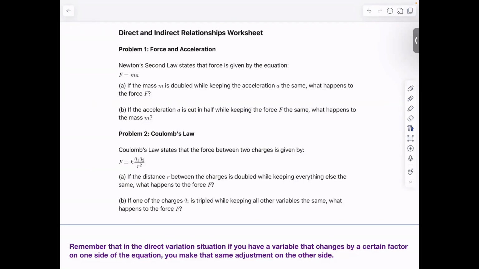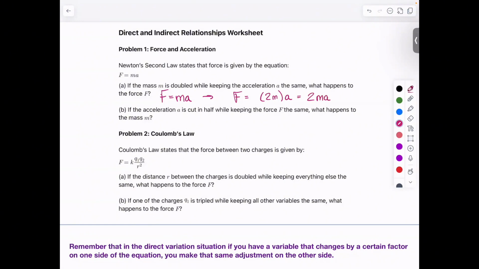And when we double the mass and keep the acceleration the same, they'd like to know what happens to our force. So we have F equals ma, and again, doubling the mass, right? Yeah, 2m, and we'll just keep a the same. So what happens here? Really, we just have 2 times ma.